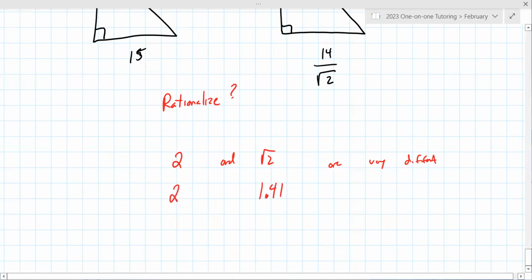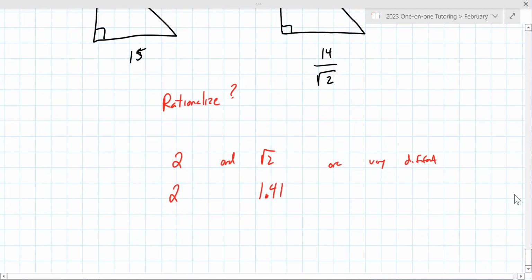So let's say I could give you 2 candy bars, or I can give you 1.41 candy bars. Which is greater? Or are they the same? 2 is greater, so they're not the same. So you can't just take 14 and divide it by 2 with the square root here. They're not the same.